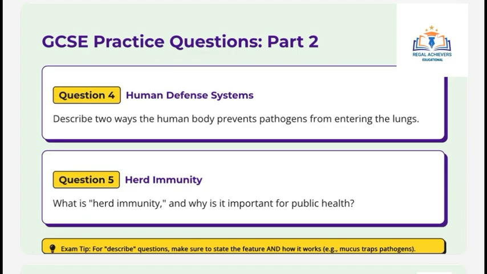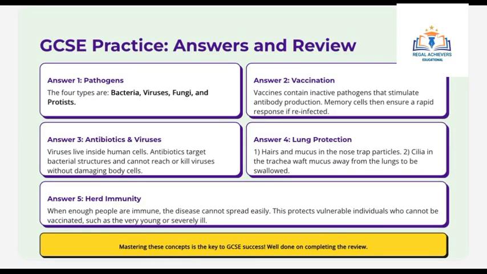Now let's review the answers to those practice questions. This is where you consolidate your understanding and identify any areas for improvement. We see the 4 pathogen types again, and a clear explanation of how vaccines work by stimulating antibody production and creating memory cells. For antibiotics, it's vital to remember they target bacteria, not viruses, because viruses live inside our cells.